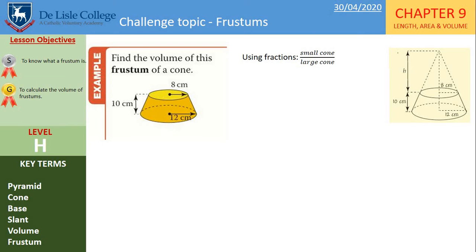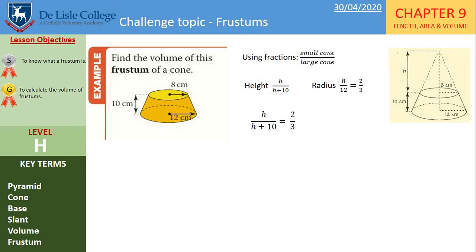So we're going to use fractions for this, so whatever the value is for the small cone over the value of the large cone. The height of the small cone is h, the height of the large cone is h plus 10. And then using the radius we've got 8 over 12, which simplifies to 2/3. So we can say the size of the small cone in the lengths is 2/3 the size of the large cone. We're going to use that to work out the height.